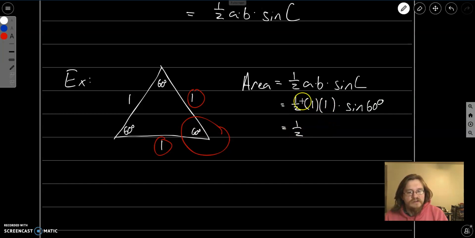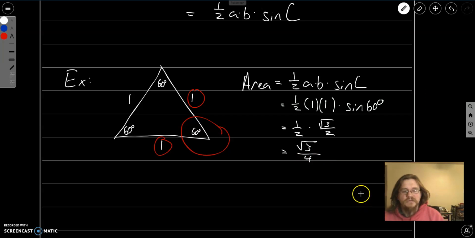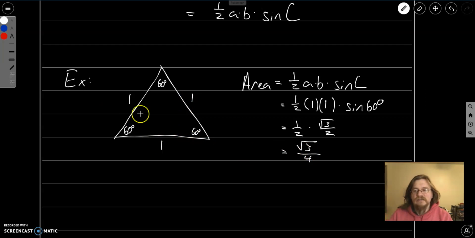Anything times 1, so 1/2 times 1, that's just 1/2. The sine of a 60-degree angle is the square root of 3 over 2. This is one of our special angles that we should know. And when we multiply that out, we get the square root of 3 over 4. So this is the area of an equilateral triangle that has side lengths exactly equal to 1.